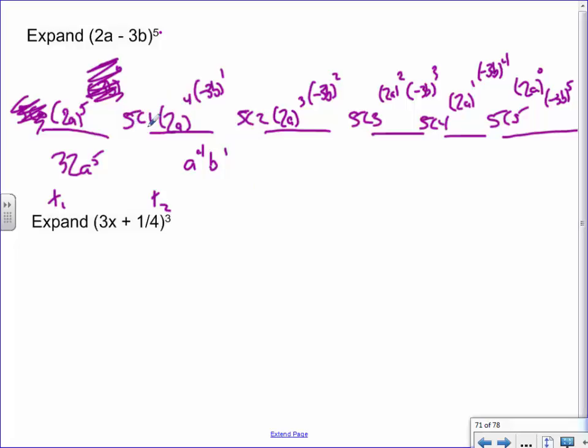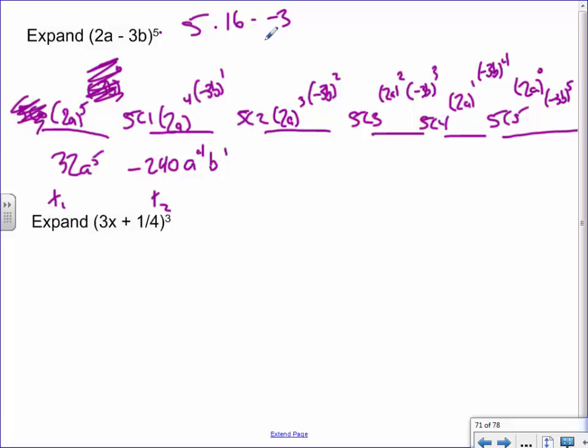Anyone know what 5 choose 1 is? Okay. But we also need to go 2 to the power of 4, which is 16. And then see how this b right here also came with a negative 3? We need to find what 5 from this times by 16 from this times by negative 3 is. 240, okay. And so the coefficient now for this one is minus 240. The minus because there was a minus 3 there.